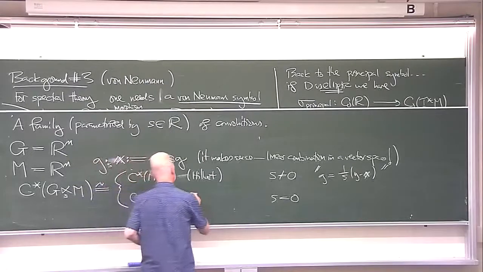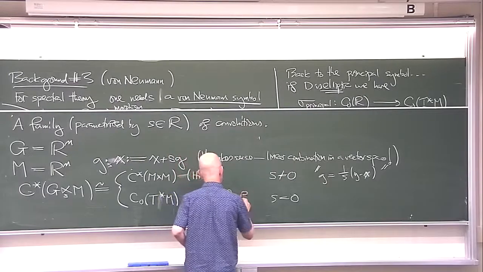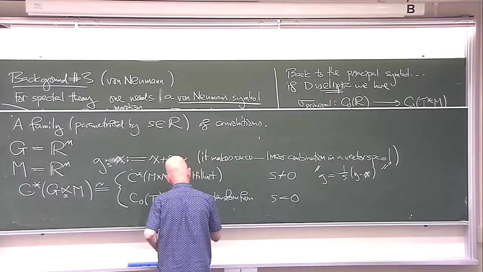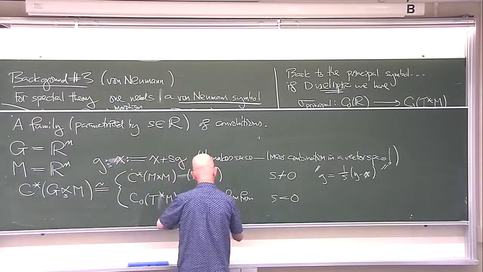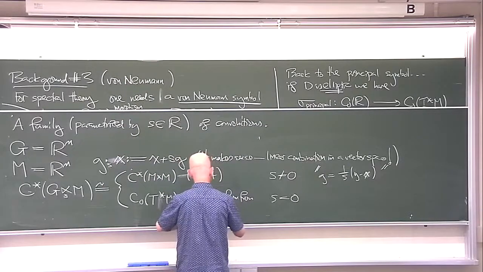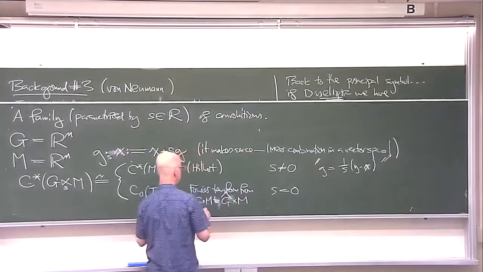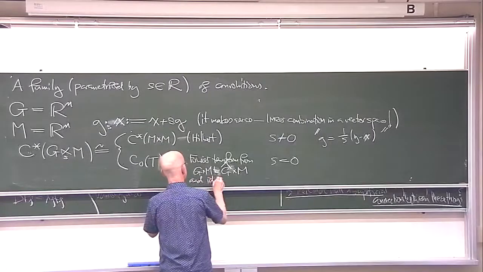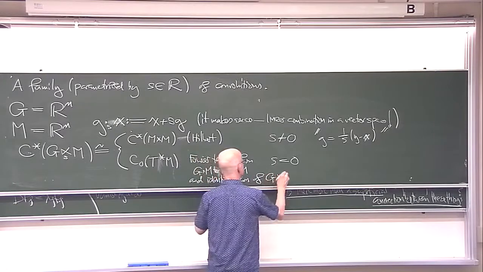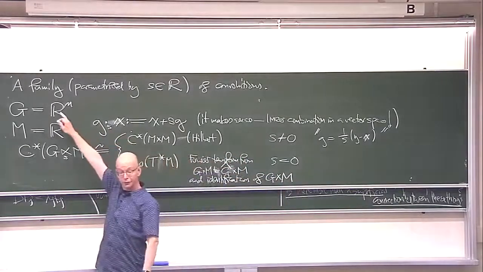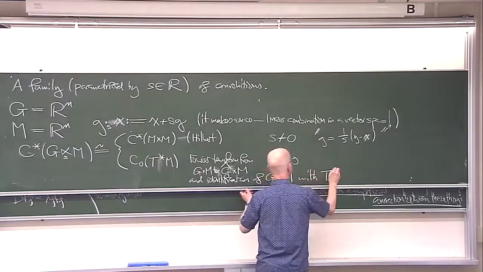What I'm going to do here is take the Fourier transform of G times M. I'm only going to take the Fourier transform in the variable G. Let me call the dual of G, G hat, from this guy to this guy. And now I'm also making the obvious identification of G times M. Remember that G in this case is Rn, so it's Rn times Rn. That's a copy of the tangent bundle.